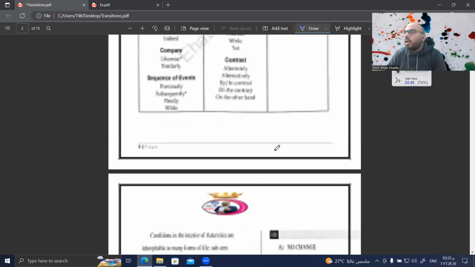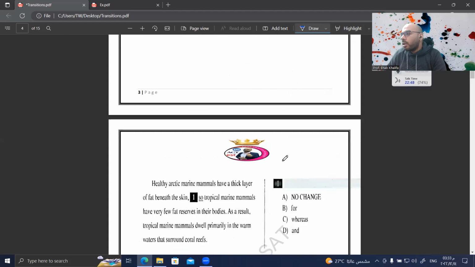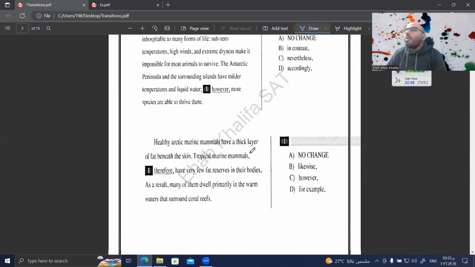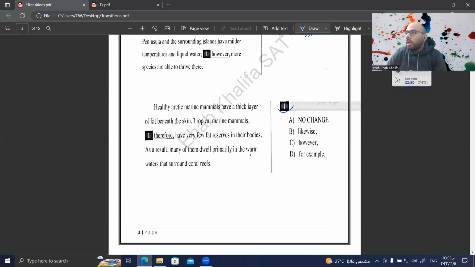I have this question, for example. You must classify the four answer choices. For example, therefore, is it continuous, contradictor, or cause and effect? You must decide. So step one, classify the answer choices. Therefore is cause and effect. Likewise, continuous. However, contradictor.